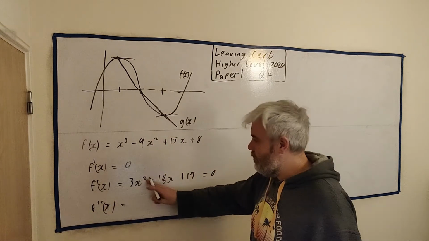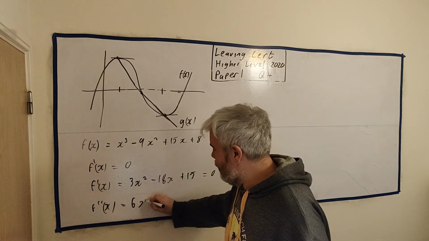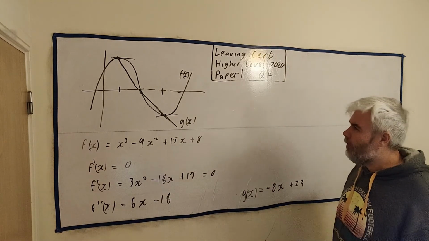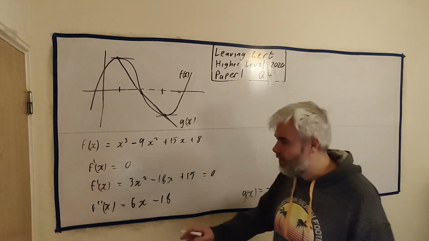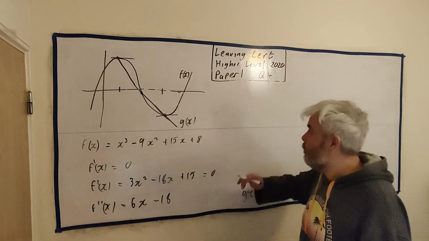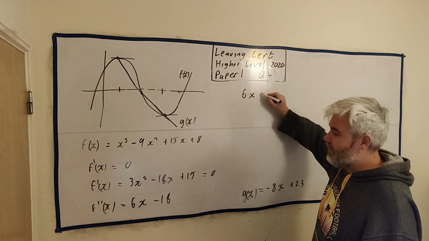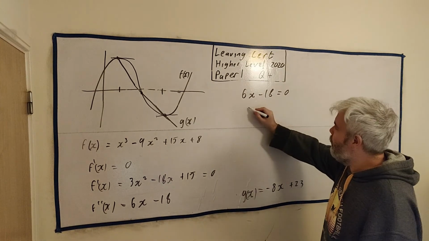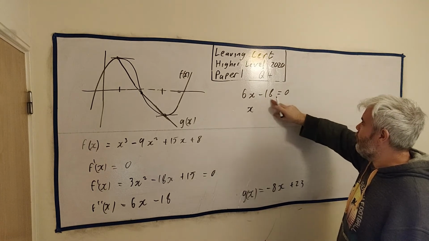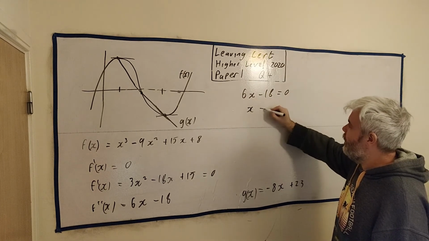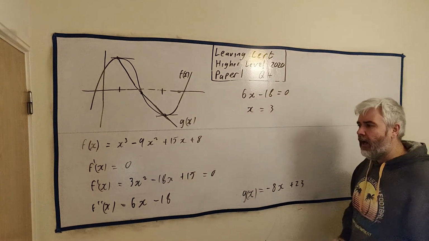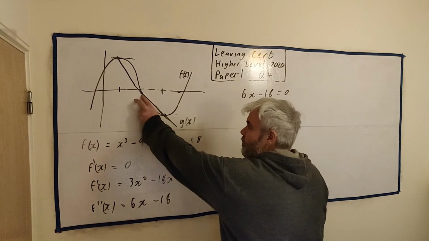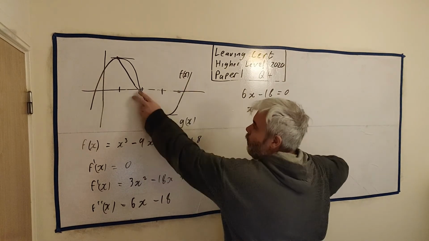The second derivative is 2 times 3 is 6x minus 8. This disappears. And to find the point of inflection, it's the point where the second derivative is equal to 0. So it's where 6x minus 8 is equal to 0. If we rearrange this, we'll get x is equal to 8 divided by 6, which is 3. And then we need to find out what the point is. So we know x is 3. We need to know what y is.